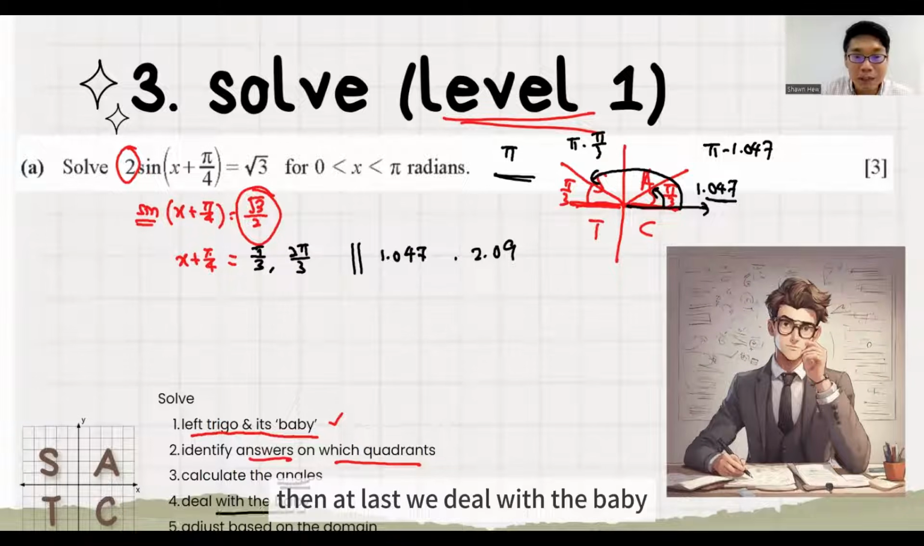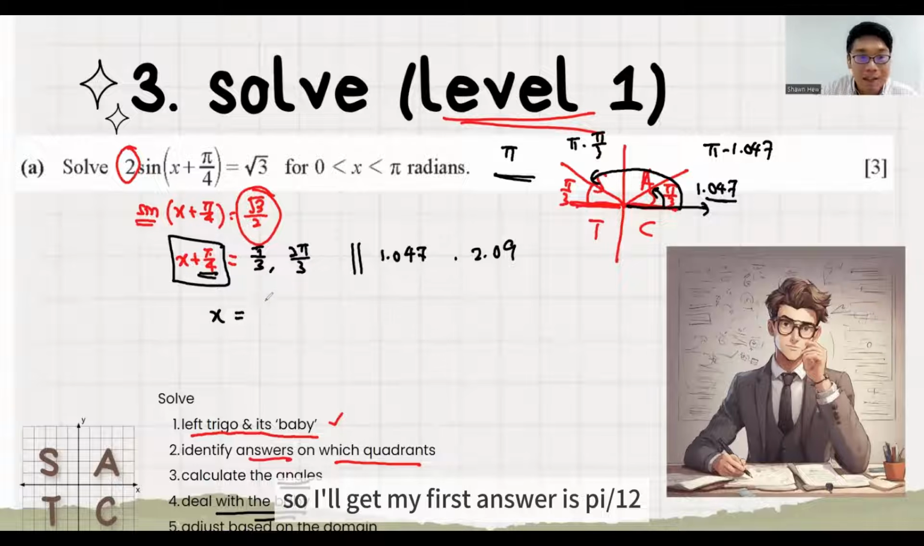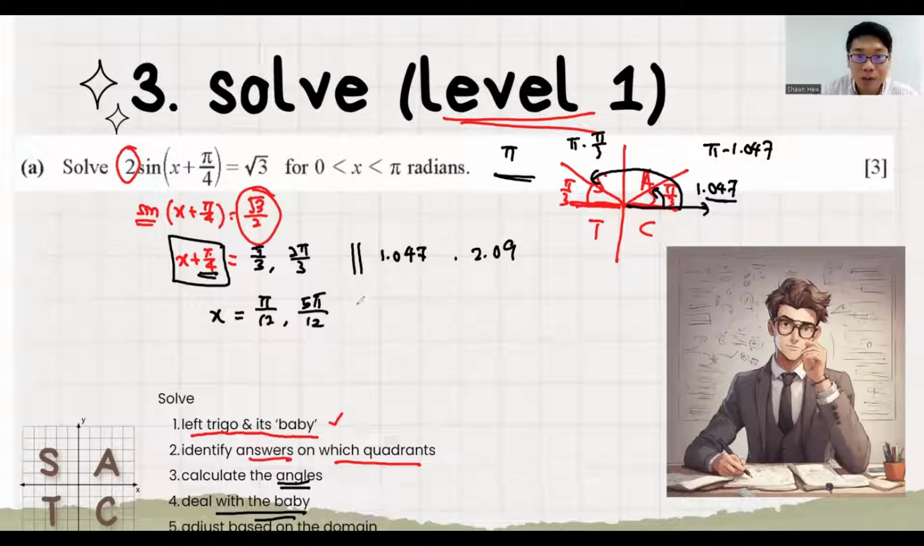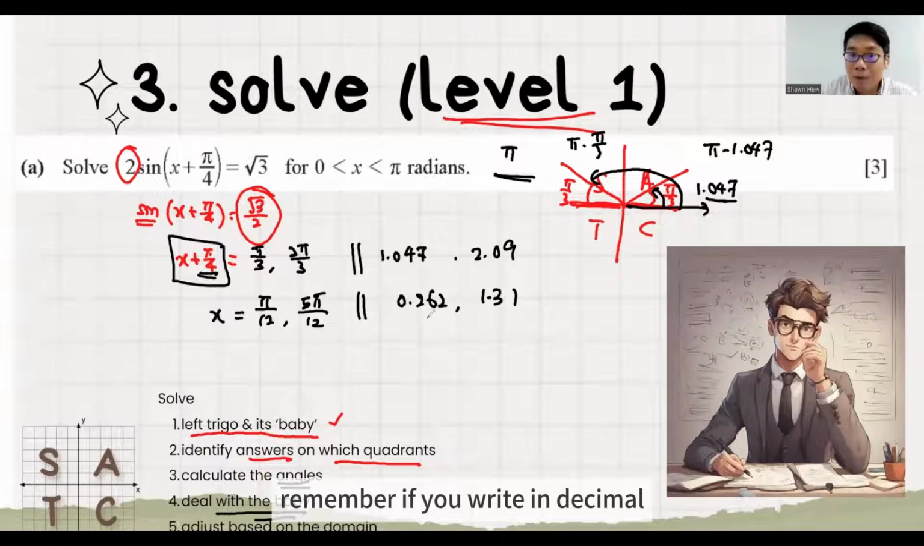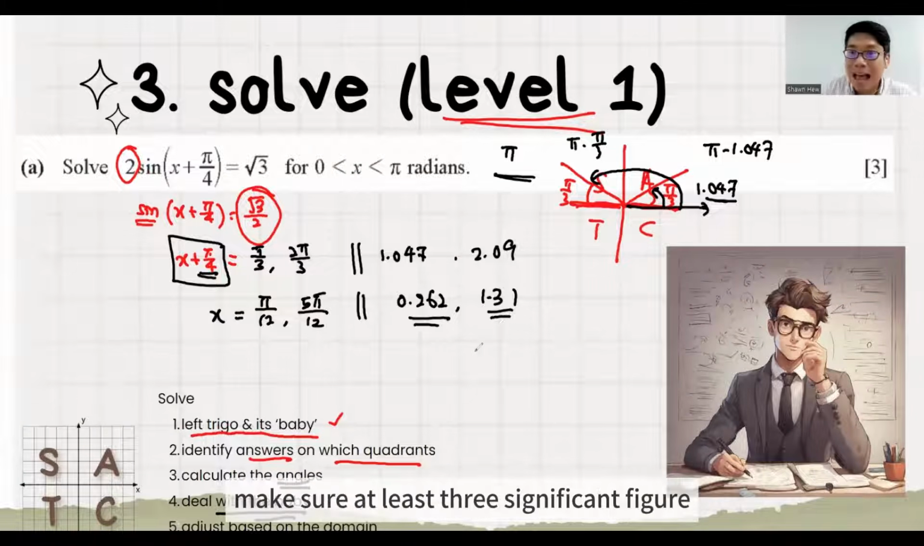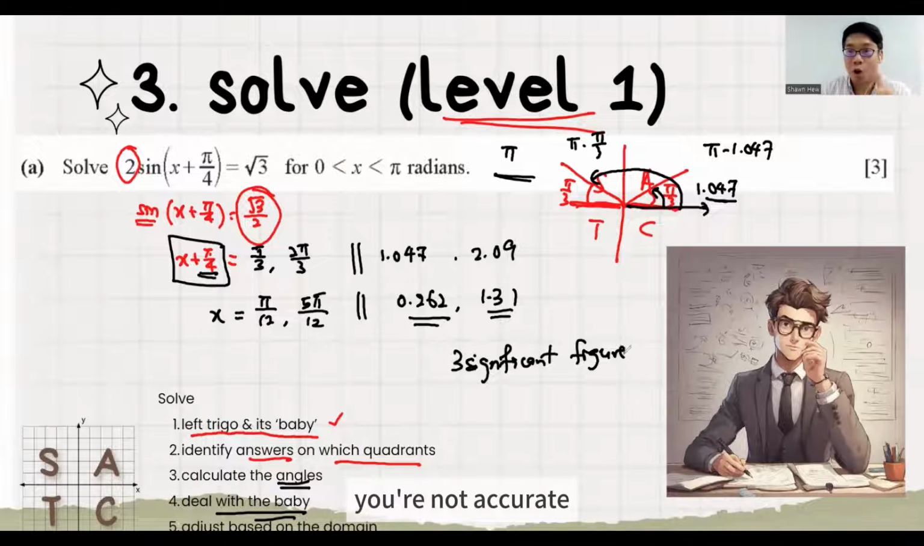Then at last we deal with the baby. I want the value of x. So I shift my plus pi/4 to the other side, becoming minus pi/4. So I get my first answer as pi over 12. Second answer is 5 pi over 12. If I use the decimal ones, I will get 0.262 and 1.31. Remember, if you write in decimal, make sure at least 3 significant figures. If you only give me 2 or 1 significant figure, you are not accurate.